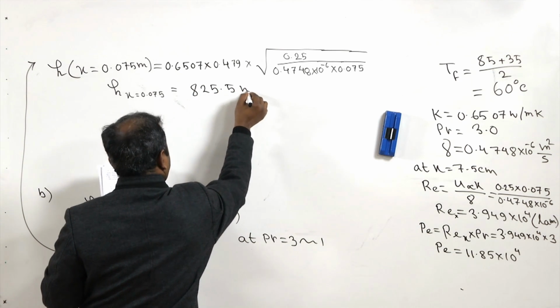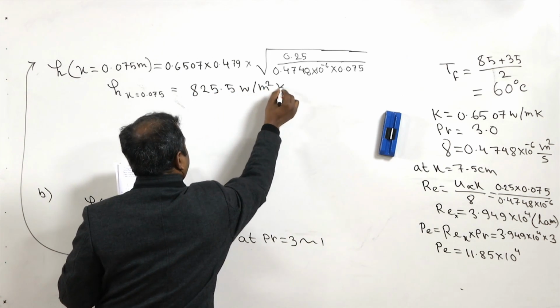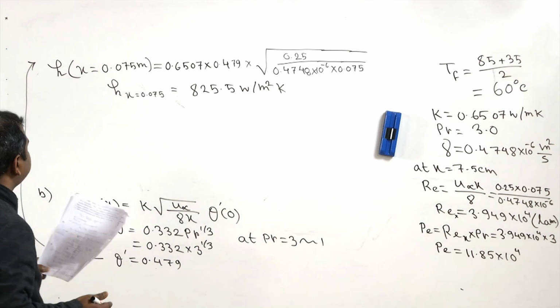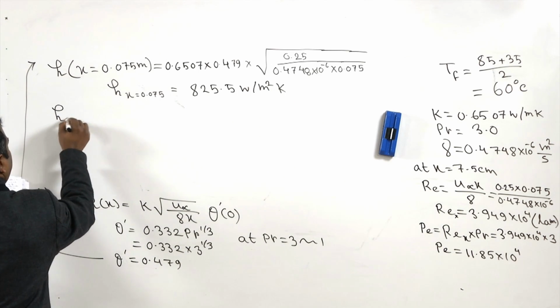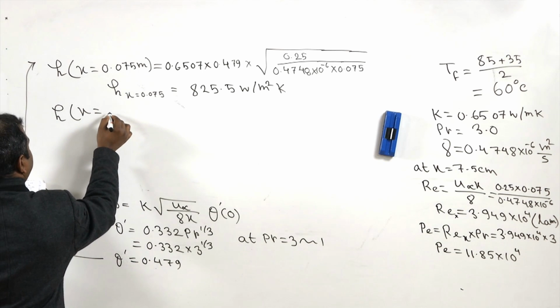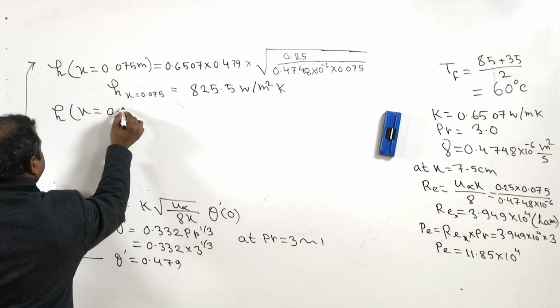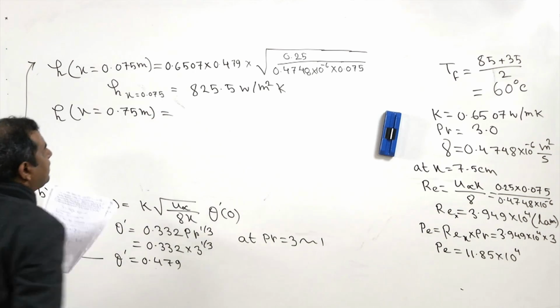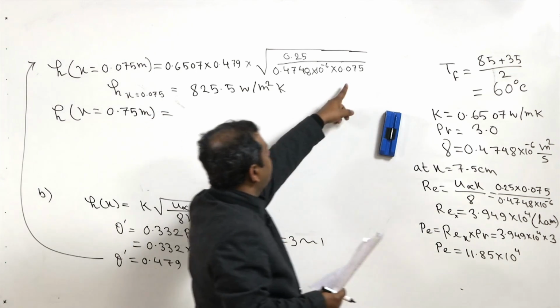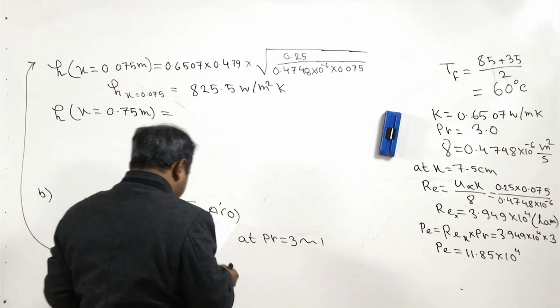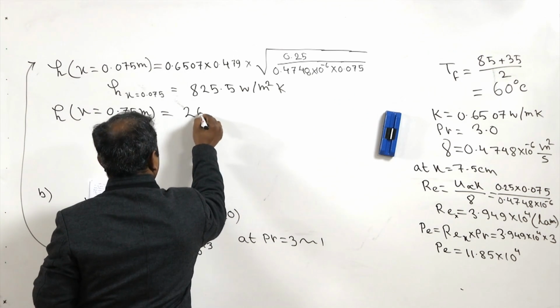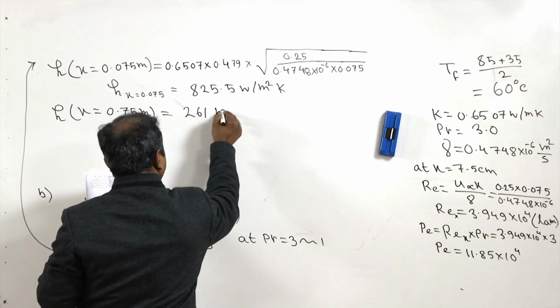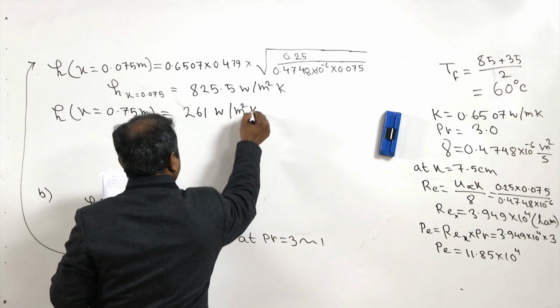If you calculate this, h at x equals 0.075 turns out to be 825.5 watt per meter square Kelvin. The same thing can be found out for x equals 75 centimeter, which is 0.75 meter. The value of the last one will be changing, and you can do the same sort of calculation. This turns out to be 261 watt per meter square Kelvin.